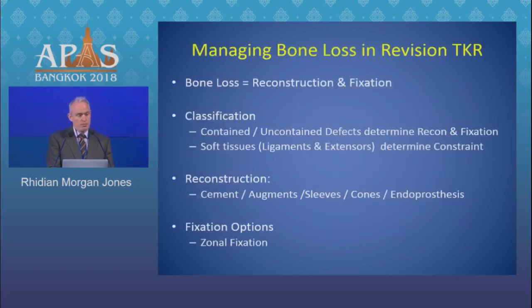To conclude, bone loss means reconstruction and fixation. Classification is based upon contained and uncontained defects, and importantly, the soft tissues. If you're going to reconstruct, think of cement, augments, sleeves, cones, tumour prostheses, but also think of a zonal fixation technique so you can maximise what bone you have.